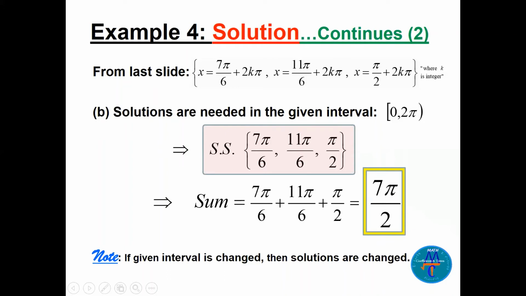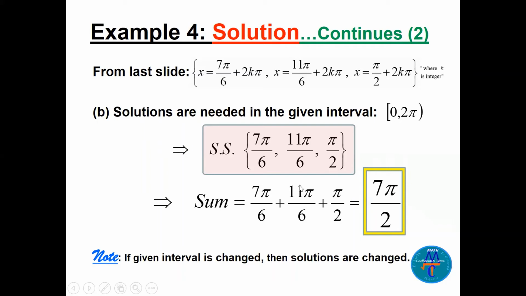Please be careful here. You can put any k that will give you an angle in this interval. That's the condition. Let me show you the note here. If the given interval is changed, you can have 0 to 4 pi, 0 to 5 pi, all the solutions will be changed. So now we need the sum. Just add these three. Sometimes we ask to find the number of solutions. So the answer will be 3 in this case, in this interval.